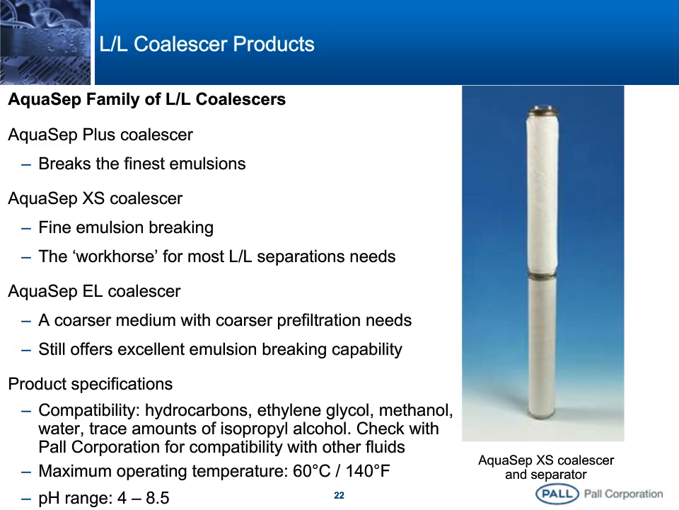Looking at some of the product specs, we have good compatibility with hydrocarbons, ethylene glycol, methanol, isopropyl alcohol. We have a maximum operating temperature of 60 Celsius or 140 Fahrenheit and a pH range between 4 and 8.5. On the right-hand side, we can see a picture of the AquaSep XS coalescer on the top and the separator on the bottom portion of the element.